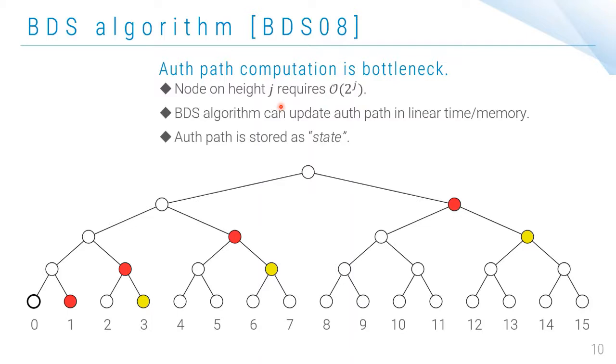And to solve this problem, we can use an algorithm called the BDS algorithm proposed by Buchmann, Dahmen, and Schneider in 2008. This algorithm can update the authentication path with linear time and memory complexities. And the authentication path is stored in the state. I will now explain the procedure of the BDS algorithm using this figure. In this figure, all the colored nodes are in the state.